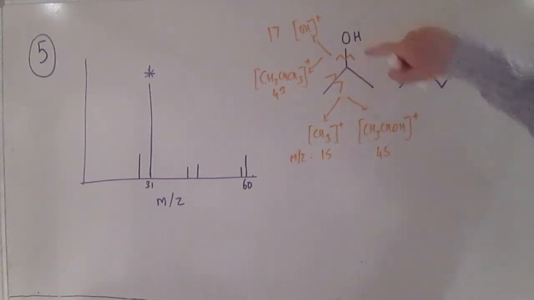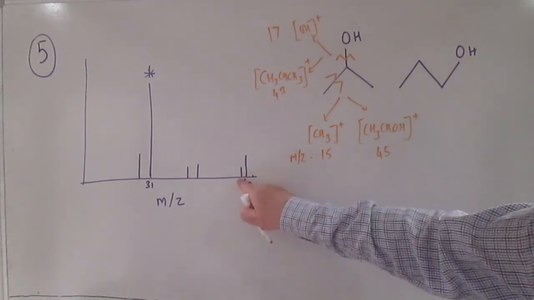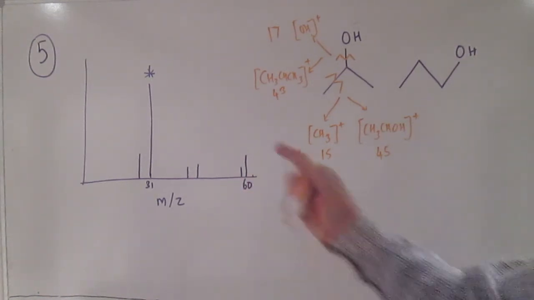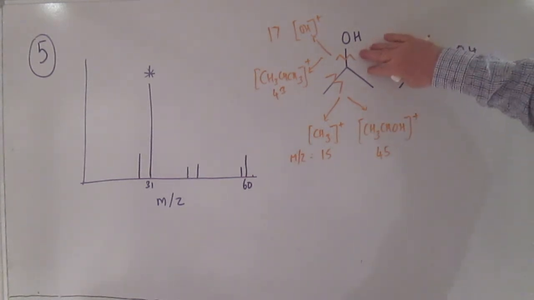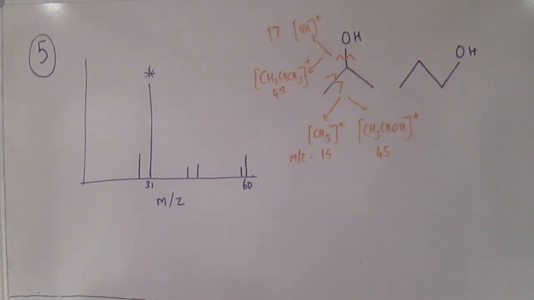Other than that, all you'd be doing is chopping off single hydrogens, which would give you that peak at 59. But none of these fragmentations is explaining the peak at 31. So we start to have doubts about this. And so now we look at this. So again, we could break the OH off. And obviously that's going to have the same effect as it did up there. We could get OH plus at 17. And we could get CH3CH2CH2 plus, which comes in at 43. So those don't help.